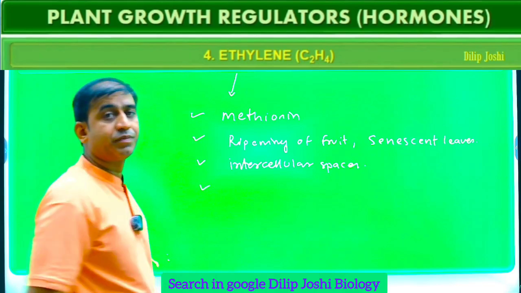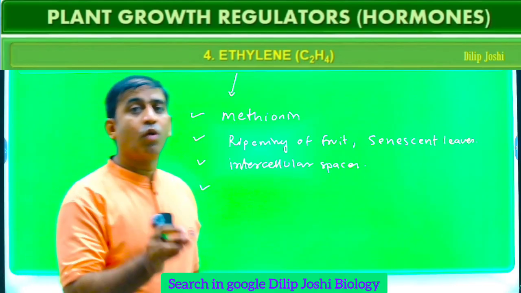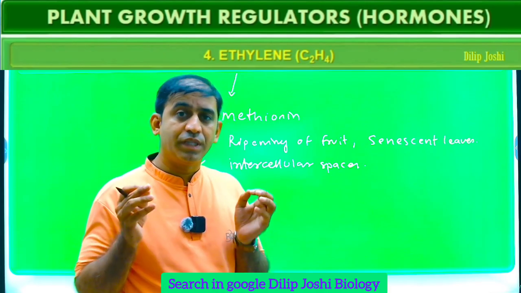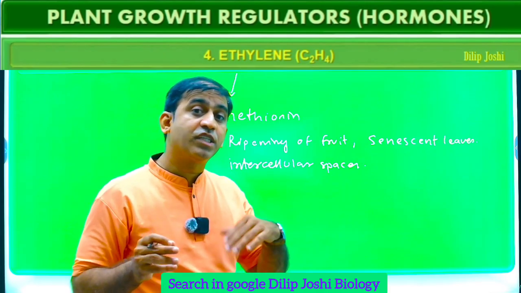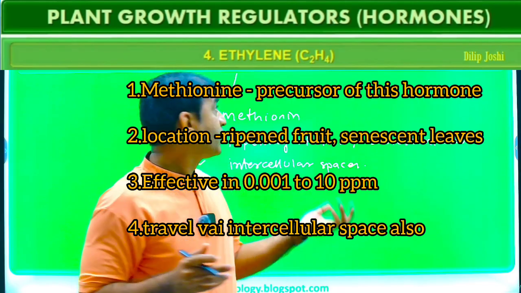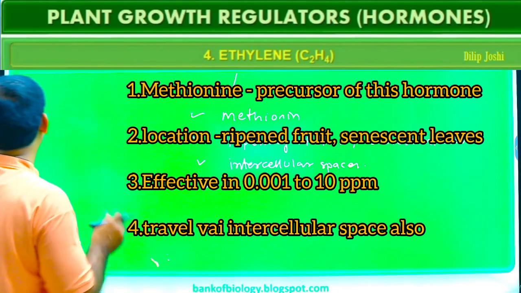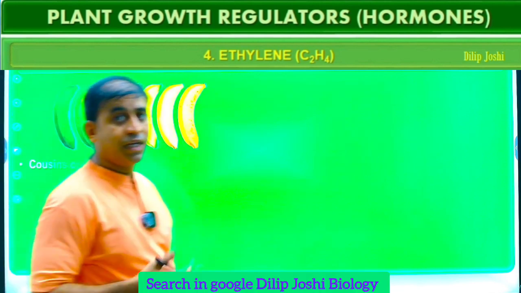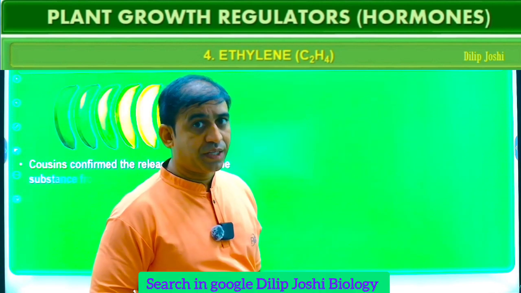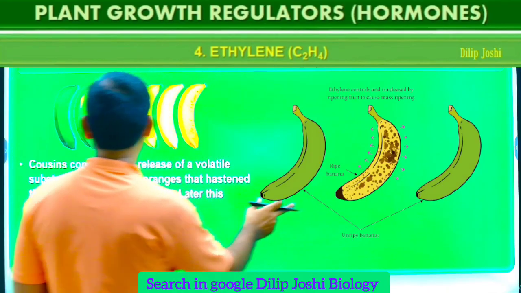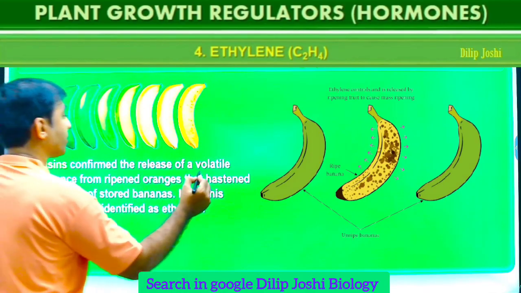Then suppose in a godown, if apple is there and it is going to produce ethylene, then it will inhibit the sprouting of the potato. So this is also a property of this ethylene. And as I told you, ethylene is going to fit in both categories. And there was a scientist whose name was Cousins, who confirmed the release of a volatile substance.